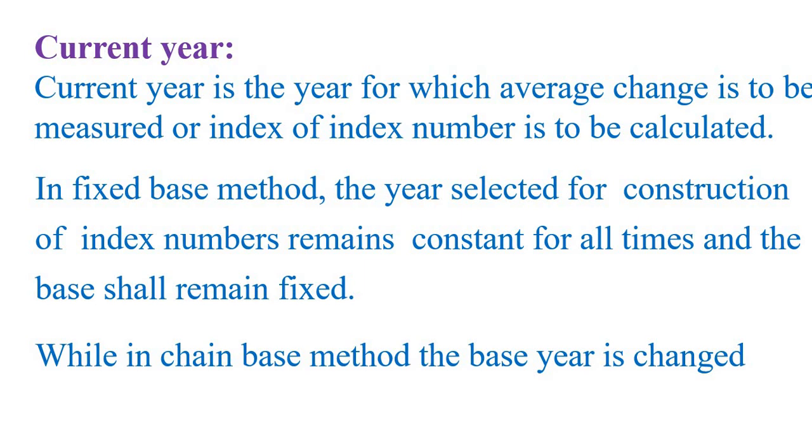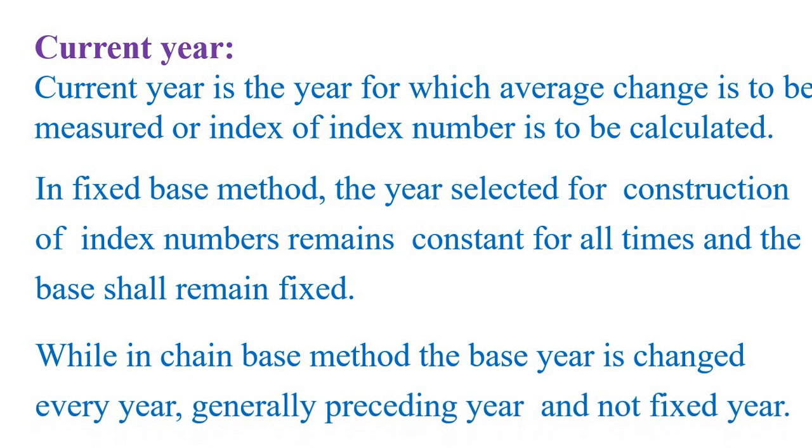Then, in the chain-based method, the base year is changed every year. Generally it is the preceding year and not a fixed year. Your base year will be denoted as 0. Current year will be denoted as 1. When you are comparing two years, 2018 and 2019, the least year, 2018, will be considered the base year, and 2019, the highest year, will be considered the current year.